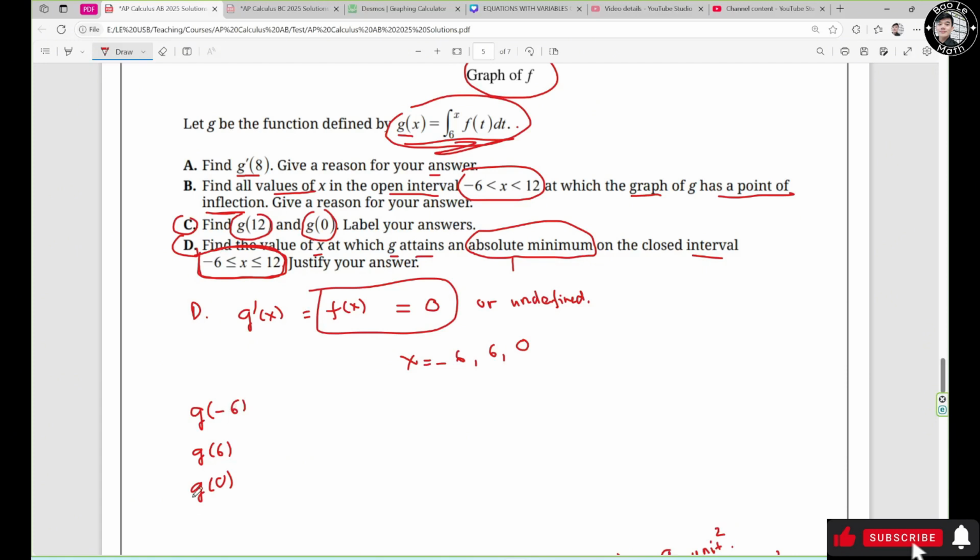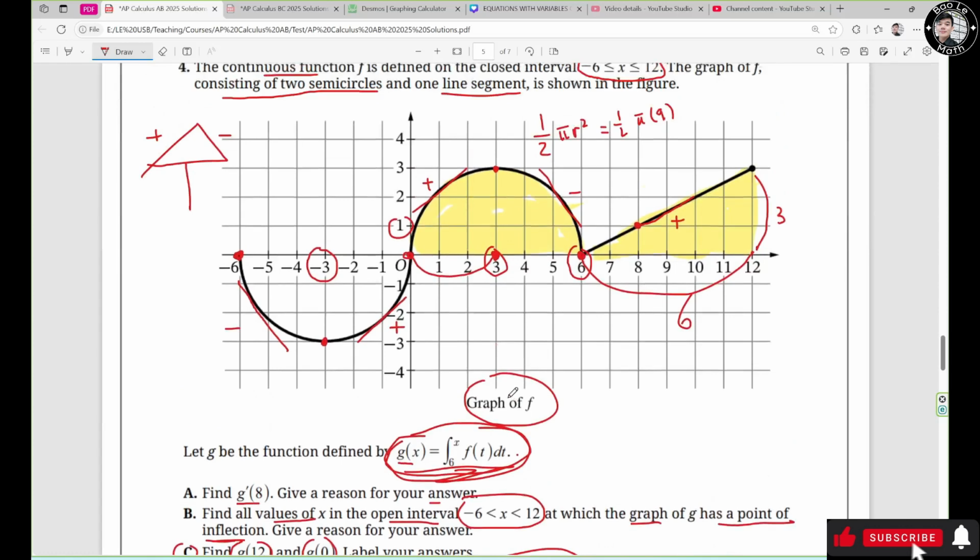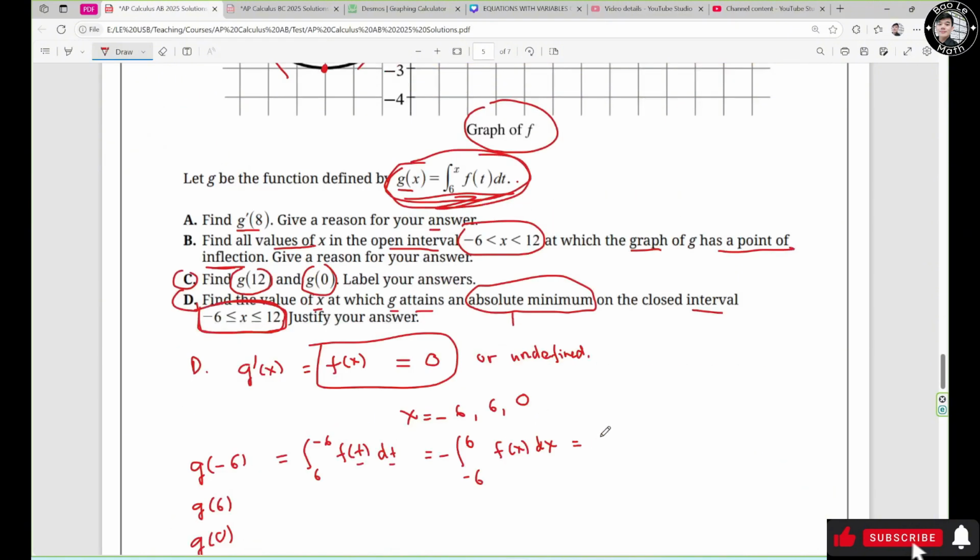-6, we already have it right here. And the last one we have is g of 12, right? Now g of -6 equals this guy right here, the integral from 6 to -6 of f of t dt, right? So it's going to be the integral from -6 to 6, and we need to change the sign, f of s ds, right? Again, this is the same, we can replace t with s, right? Now the integral from -6 to 6 is this guy right here. Now the net area should be 0, right? Because this one is positive, this one is negative, and they're both the same, right? So when you add them up, it's going to be 0, right?